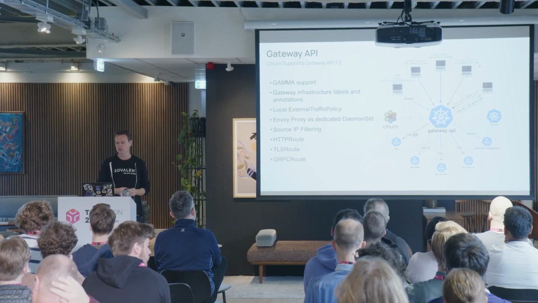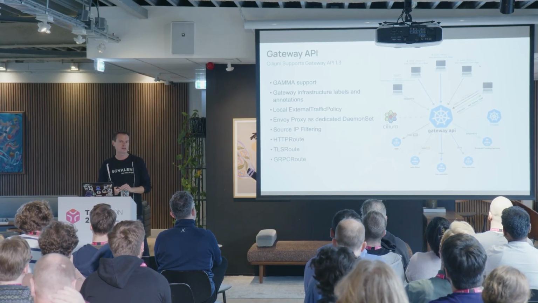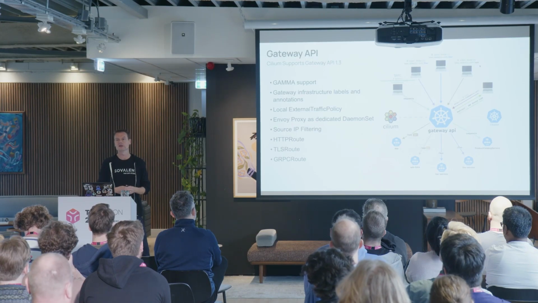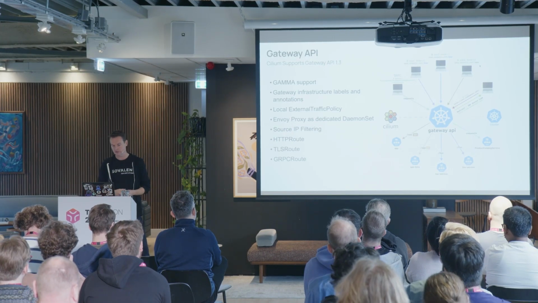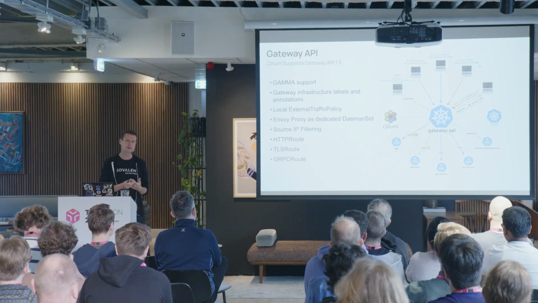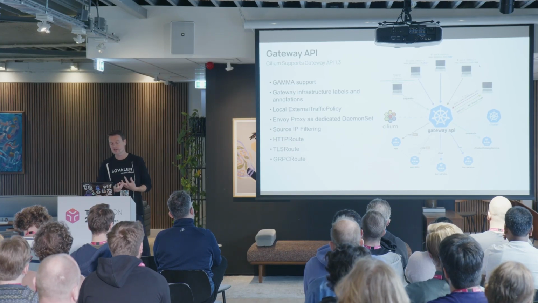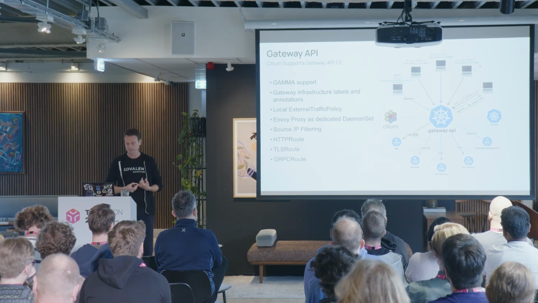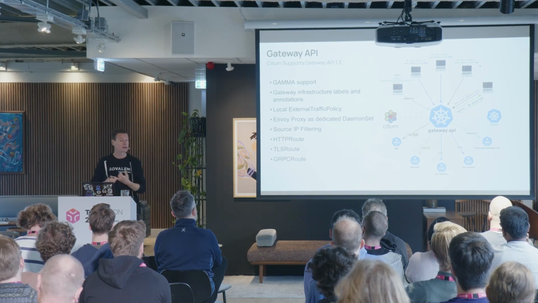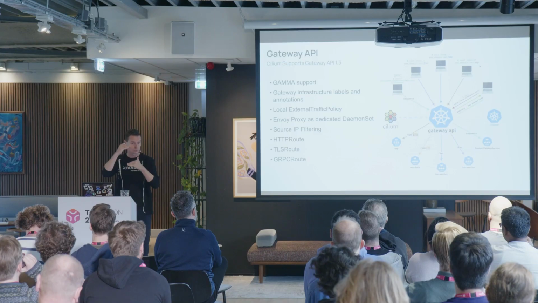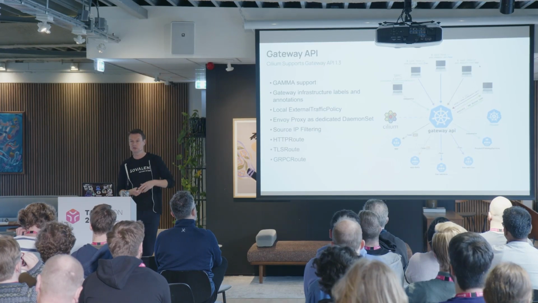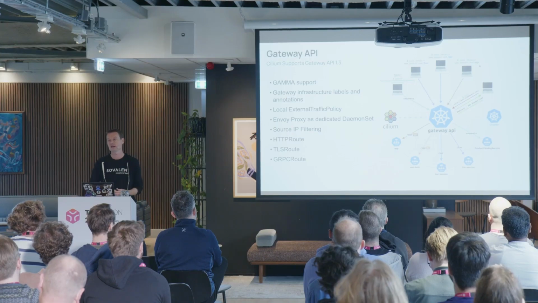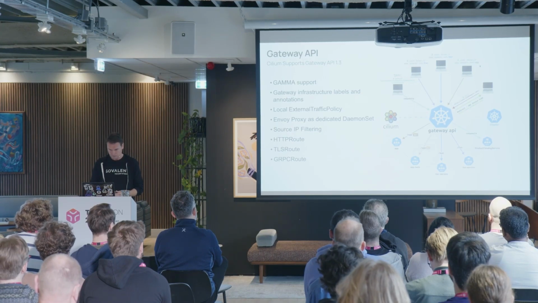Things like local external traffic policy, and we also decided to have Envoy. We use Envoy under the hood as a separate daemon set for terminating the layer 7 connectivity. You can do things like source IP filtering, HTTP routes, TLS routes, and gRPC routes using Gateway API. So combined with network policies in Cilium, you can have a layered security model based on source IP filtering on gateway and network policies for east-west and north-south connectivity rules.